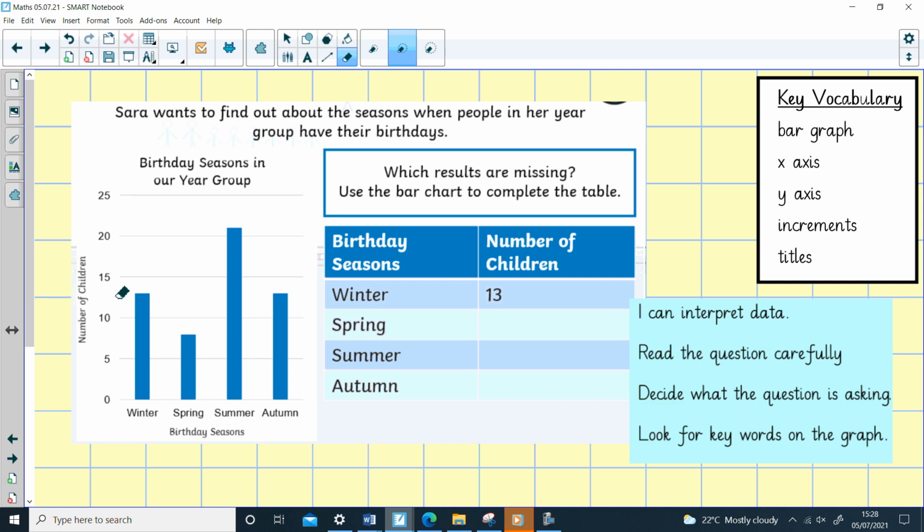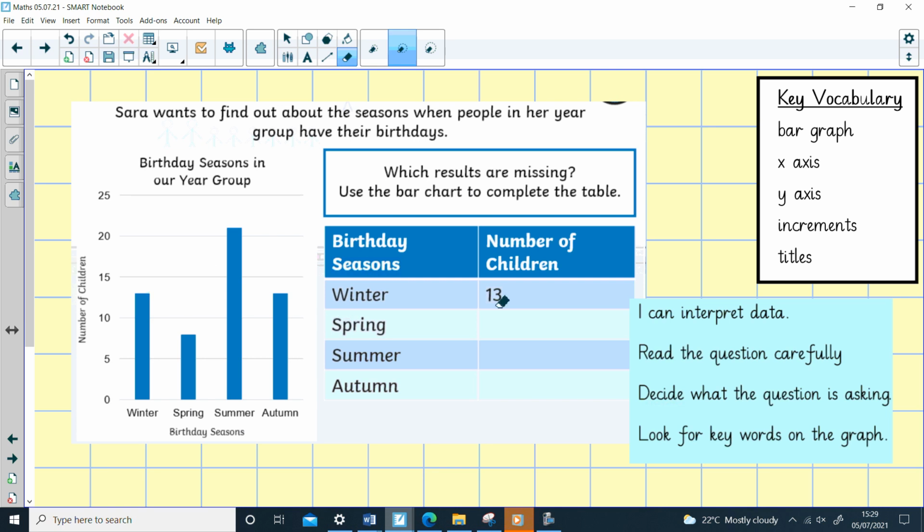to here. Now these numbers here aren't filled in, so you have to imagine that there has got the number 13. So you have to sort of in your brain divide this little part here into 5 so that you can work out how many children had their birthday in winter.